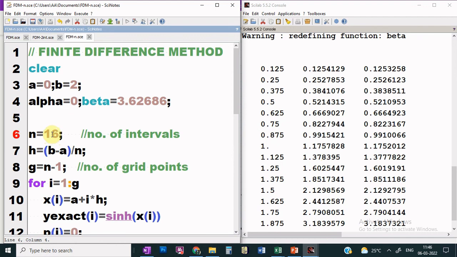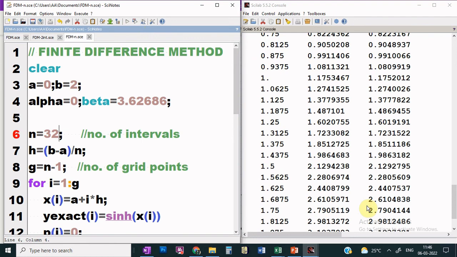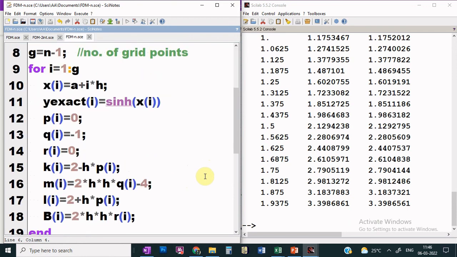Now if I increase it further, I won't increase it to a very large value, otherwise the computation time will increase very much. So let us try for 32 intervals. So the accuracy is up to the third decimal place. So we are getting the accuracy up to approximately the third decimal place, which is quite good. So now this is the general program for the finite difference method. It will work for any number of intervals, and you can try it for different differential equations.